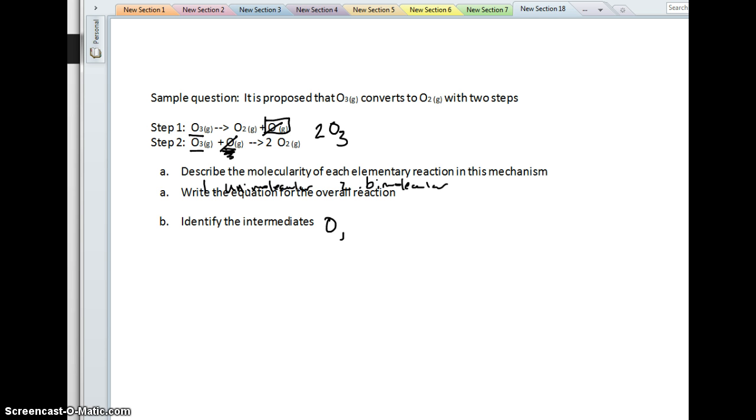And then looking at my product side, I have an O2 here, and then I have another O2 there. So I'm going to have a total of three O2s, and so this would be a good proposed mechanism, and just the monatomic oxygen would be our intermediate there. So that's a sample question.